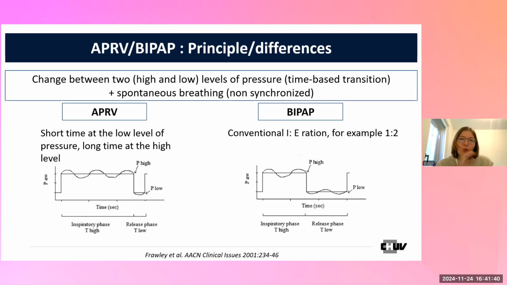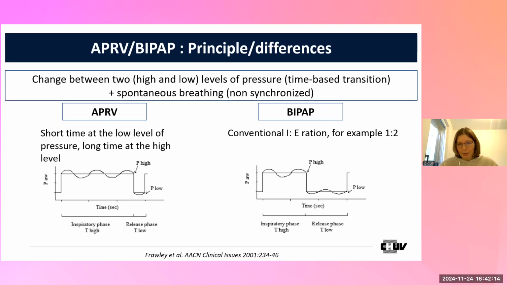Now we have two different settings of this mode. We have the APRV setting and the BIPAP setting. In APRV, the idea is to have very prolonged period of time with high pressure and very short period of time with low pressure. The idea here is to create some auto-PEEP and to recruit while having a patient who can breathe spontaneously.